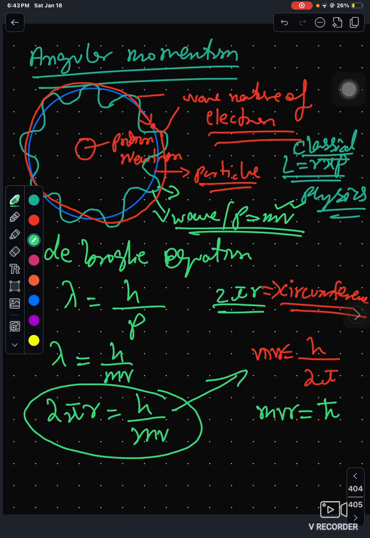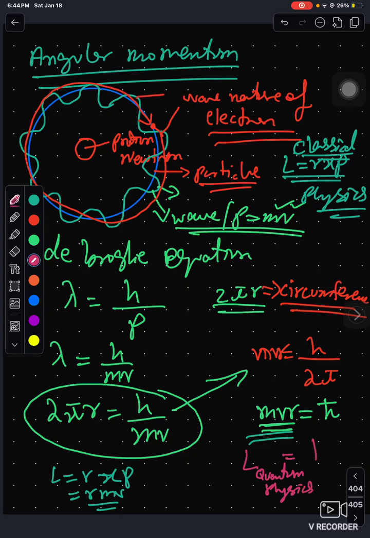And when we talk about this in terms of quantum mechanics, because when we talk about L is equal to R times P, what is P? P is nothing but mv. So these two match. So I can write the equation as L, in terms of quantum mechanics or quantum physics, is equal to h bar.